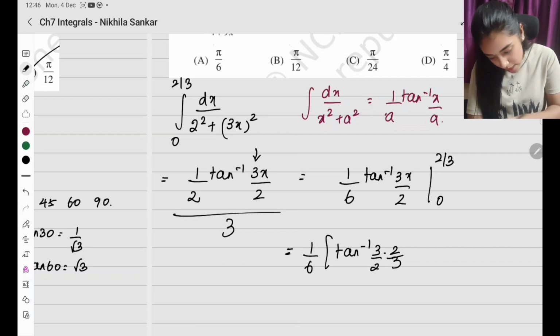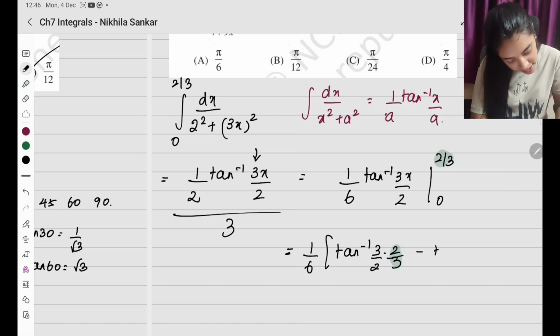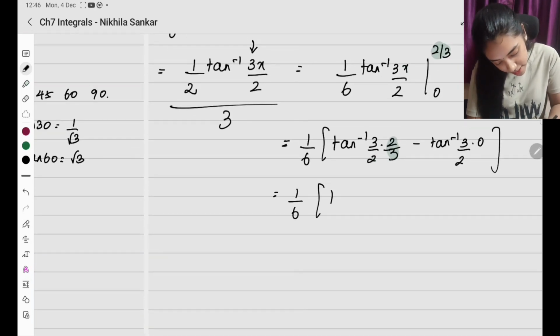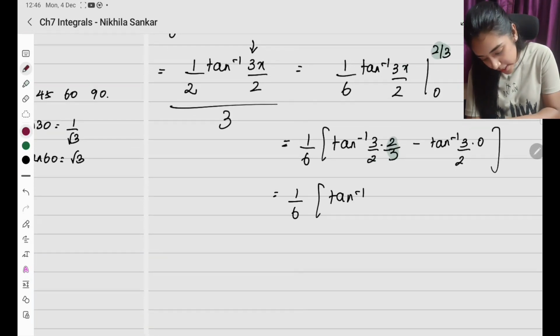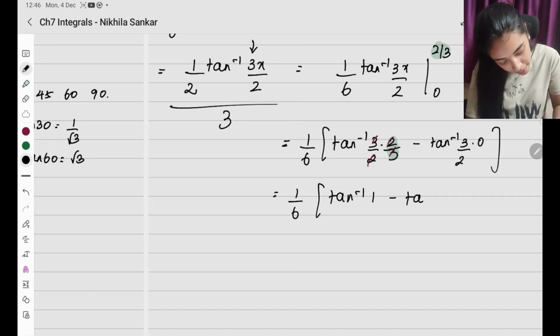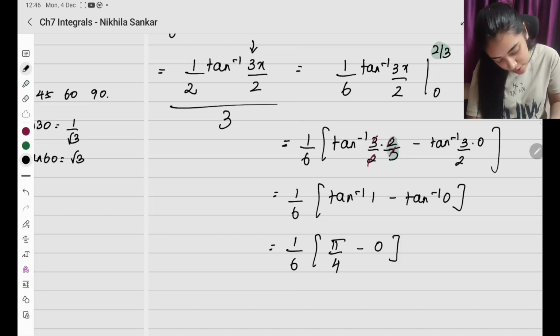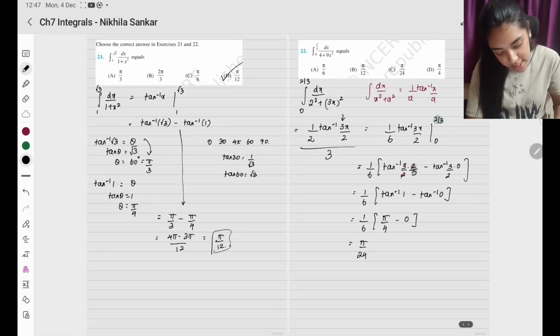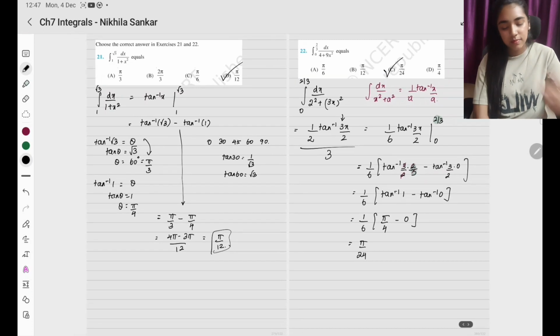So first I put the upper limit. I'm going to put 2 by 3 for x, and I have minus tan inverse of 3 by 2 times x, whose value is 0. Now I have 1 by 6 times tan inverse of, these two cancel, 3 3 and 2 2 get cancelled. So I have tan inverse of 1 minus tan inverse of 0. So this is simple. 1 by 6 times pi by 4 minus 0. So the final answer is pi by 24. So which option is it? Option C. Okay, please copy.